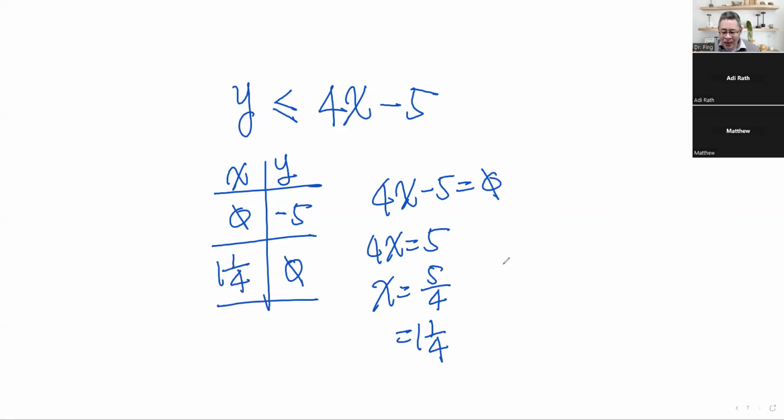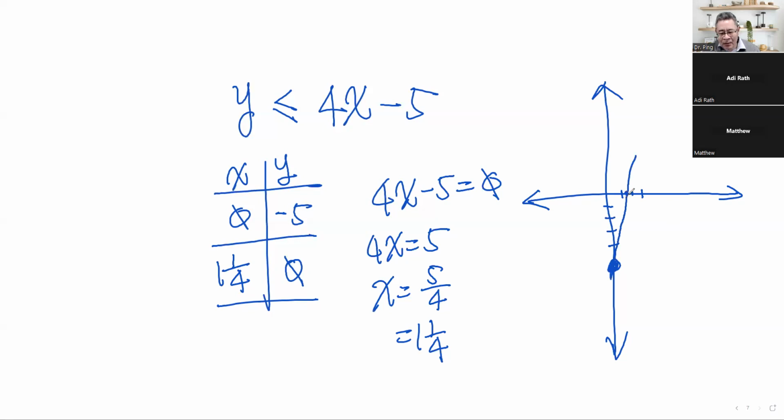So now in that case, what we have there is 1, 2, 3, 4, 5, negative 5, and 1 and 1/4. So a half, a quarter is here. So we just draw this line out. And because it's less than, it will be under it. So it will be all the area under the line here.